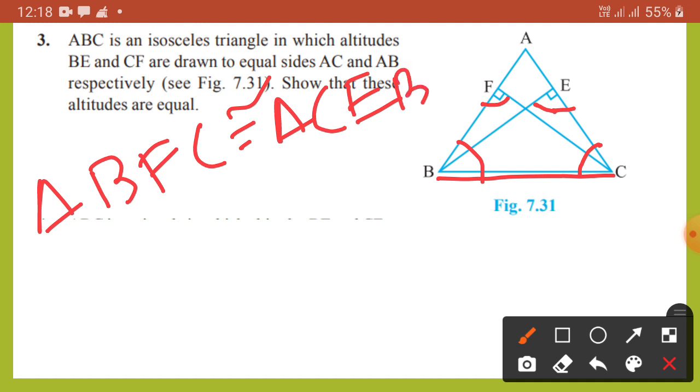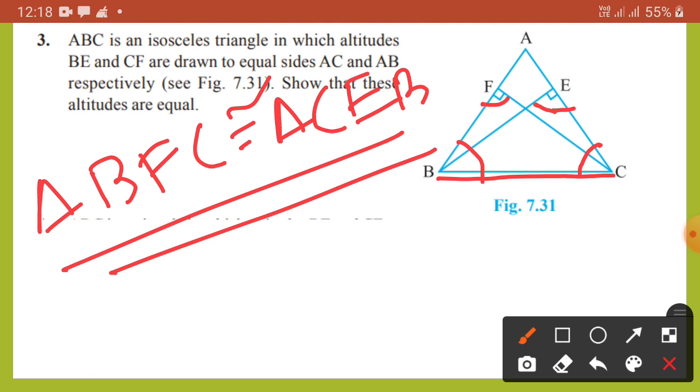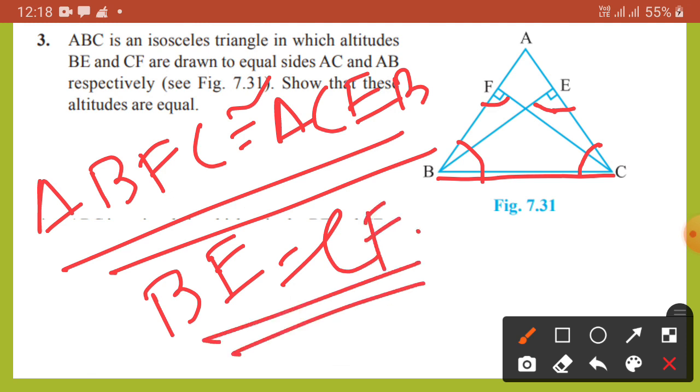Okay, so once we have proved triangle BFC is congruent to triangle CEB here, you can write that BE is equal to CF by CPCT.